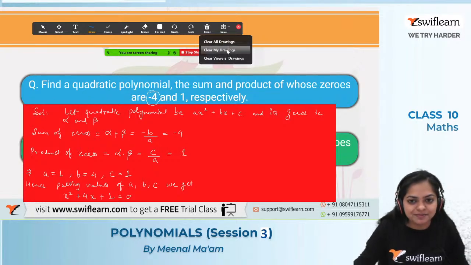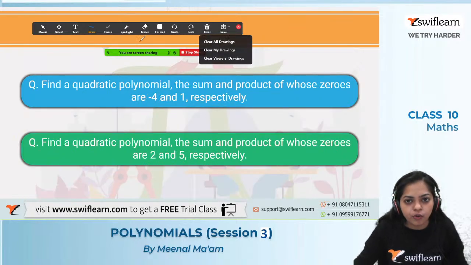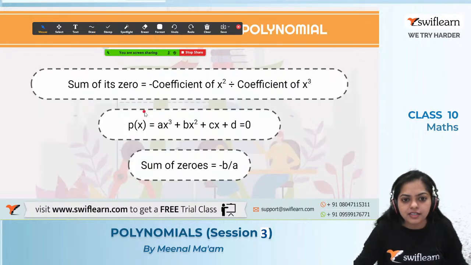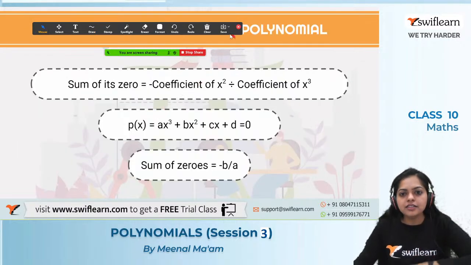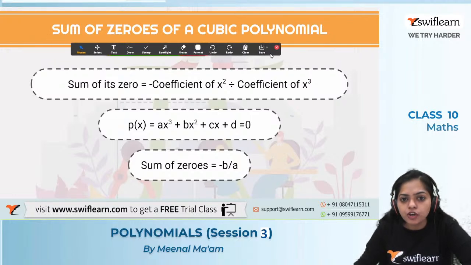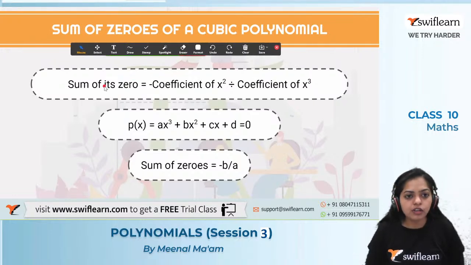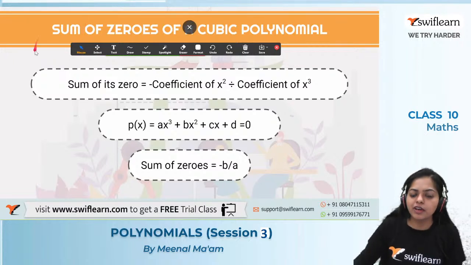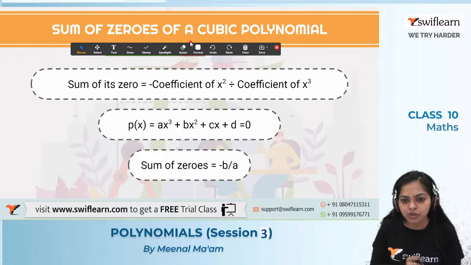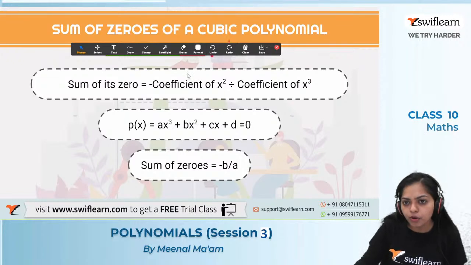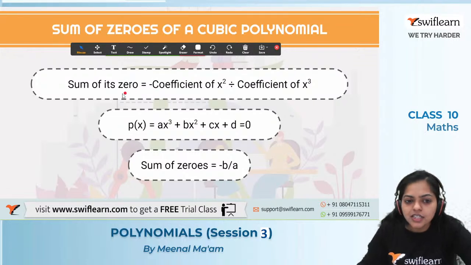Okay, everyone. So I'm just clearing my drawing and let's have a look over the next slide. And here the slide says the sum of zeros of a cubic polynomial. So here what we have to solve? Sum of zeros of a cubic polynomial. We have already discussed the sum of zeros of a quadratic polynomial, that will be equal to minus b by a. That is, coefficient of x divided by coefficient of x square. But in a cubic polynomial there is some difference. Just let's have a look. Sum of its zeros will be equal to minus coefficient of x square divided by coefficient of x cube.